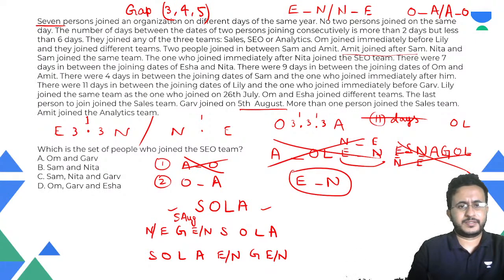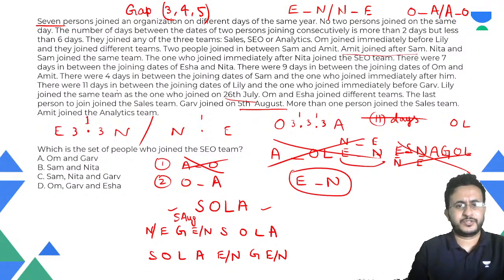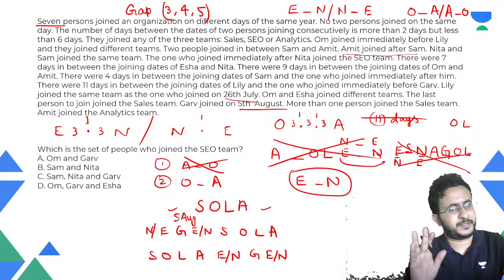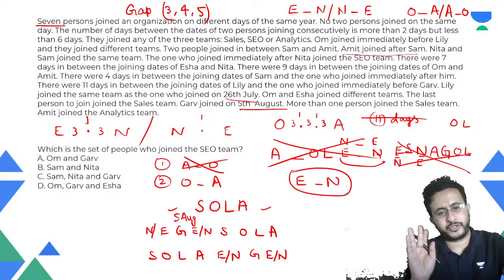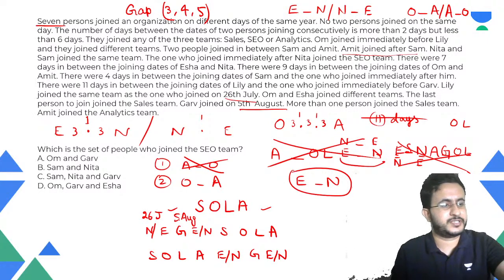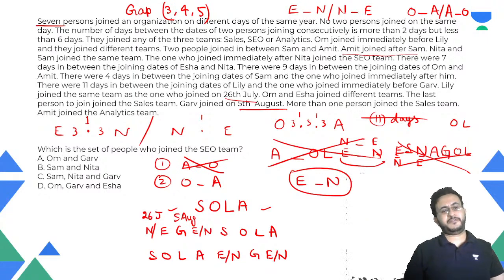And there is some person who joined on 26th July also. We do not know who that person is. Lily joined the same team as the one who joined on 26th July. So there is another person, not Lily, who joined on 26th July. Now if we take the first case, this will be 26th July and this will be 5 August.